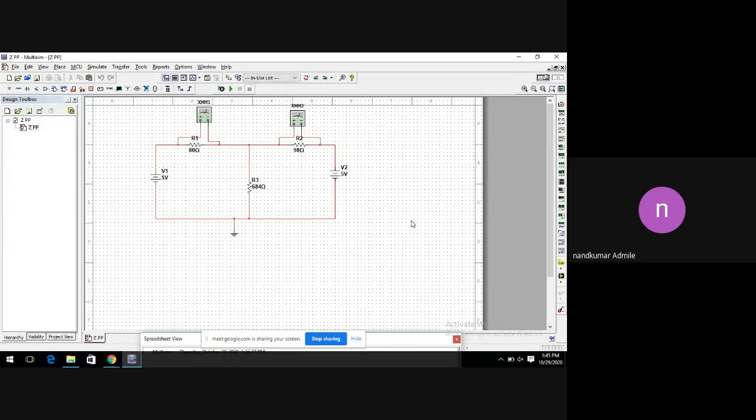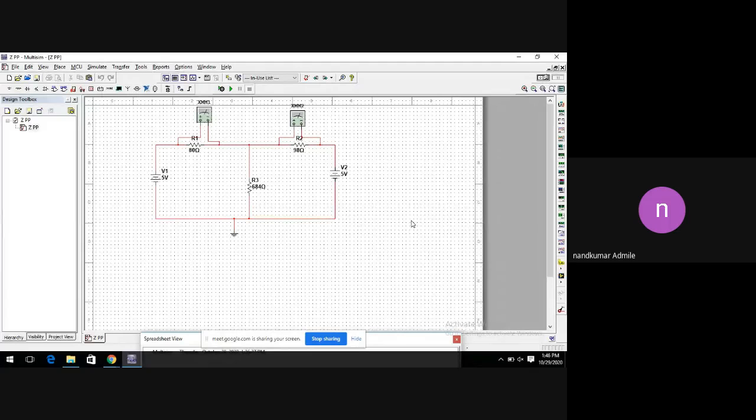We know the formulas of Z11, Z12, Z21 and Z22. If we look at these four formulas, the values of these parameters depend on the values of V1 and V2.